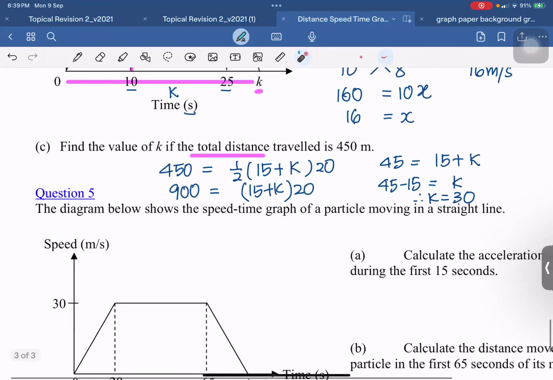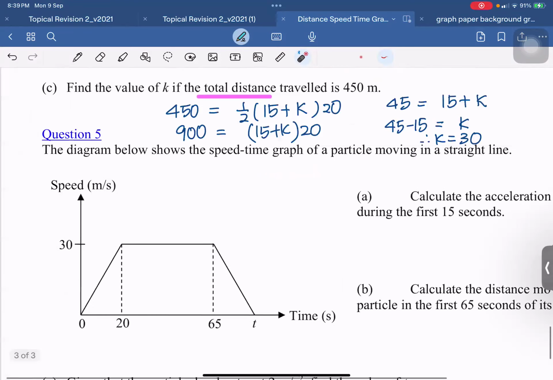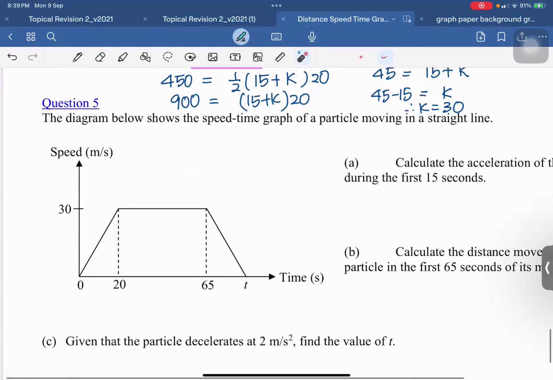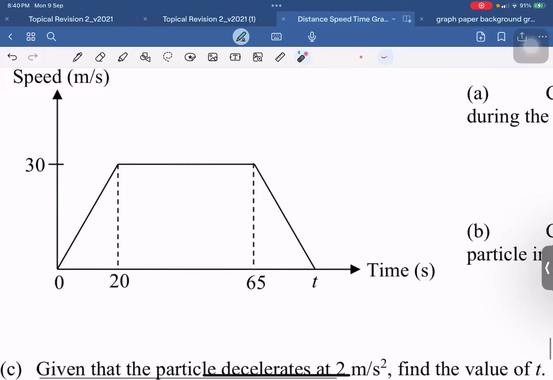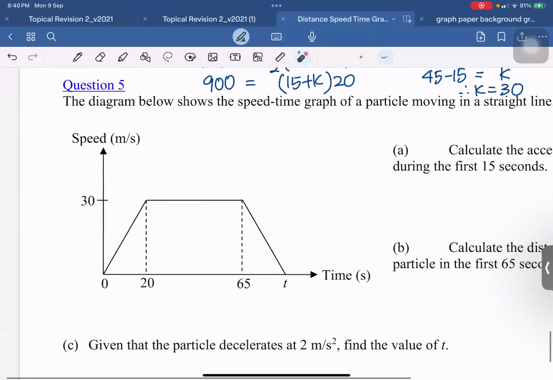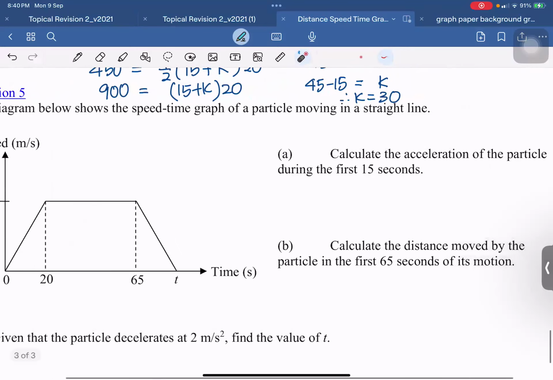Okay, I know you might be a little bit tired. Last question already, question number 5. Then we can call it for today. All right, the diagram below shows the speed time graph of a particle moving in a straight line. Okay, then what can you tell me? This portion, constant acceleration. Well done. This one, constant speed. Correct. Then this one? Constant deceleration. Very good.